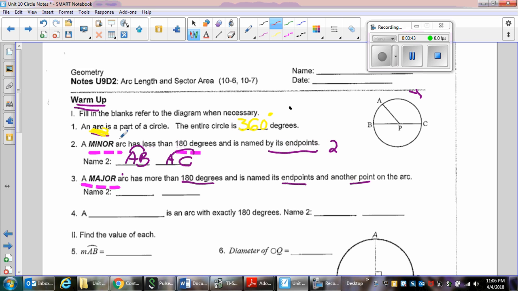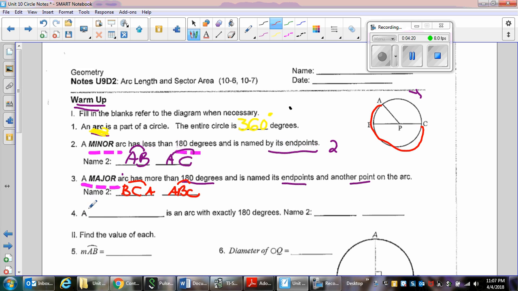more than 180, right? So we can start from B, we can go to C, but I have to add one more, which is A. So BCA is a major arc, more than 180 degrees, or I can do ABC. That's also a major arc. You can see A starts from here, B, and we go around to C. So that's going to be a major arc.